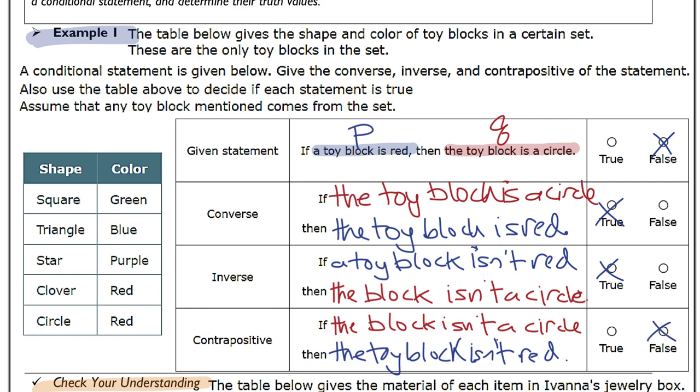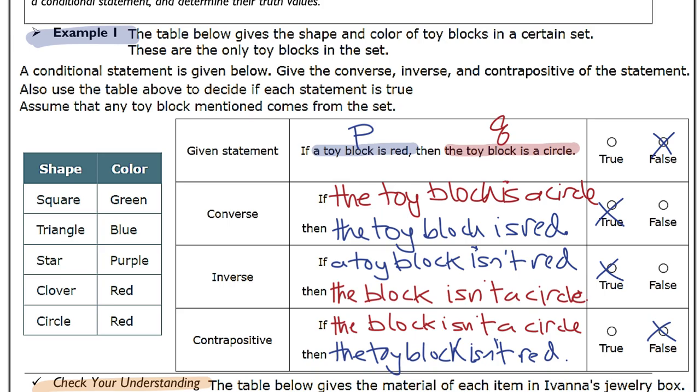This will get to something later when we talk about deductive reasoning. The conditional statement, the original, and the contrapositive always have the same truth value. Same with the converse and inverse. Notice the first pair are both false, and the other pair are both true. That is something we will talk about later.